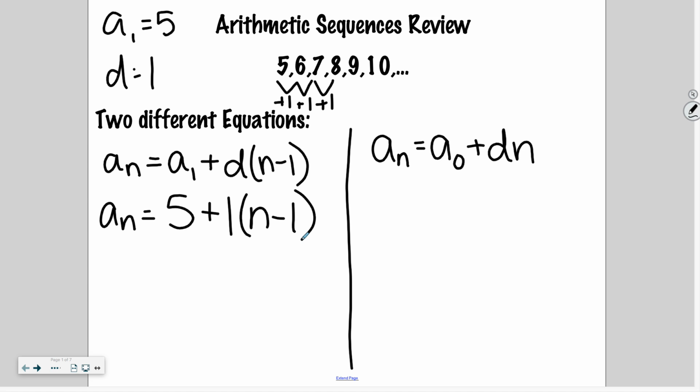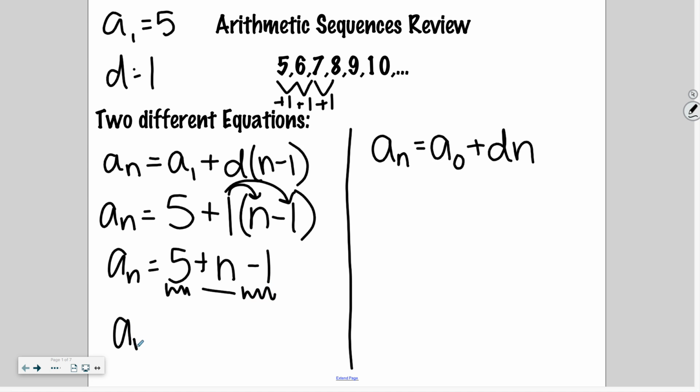I need to have that in simplest form, though, and in simplest form, you can't have parentheses. So I'm going to have to distribute the 1, which is easy because it's just the number 1. So our 5 doesn't get touched. We'll have a 1n minus 1. Combine like terms. AN equals 4 plus n. Okay, there were a lot of steps there to solve that.